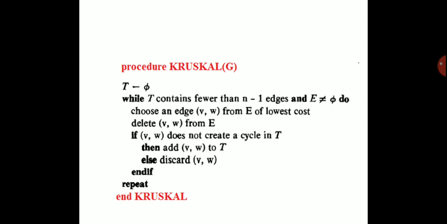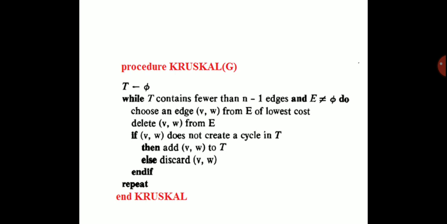So when we take the edge from the graph, we should delete that edge from E. What is E? E is the set of edges in the given graph. When a particular edge from E is taken out for the spanning tree, that has to be deleted from E. That should not be considered again. So V comma W has to be deleted from E.